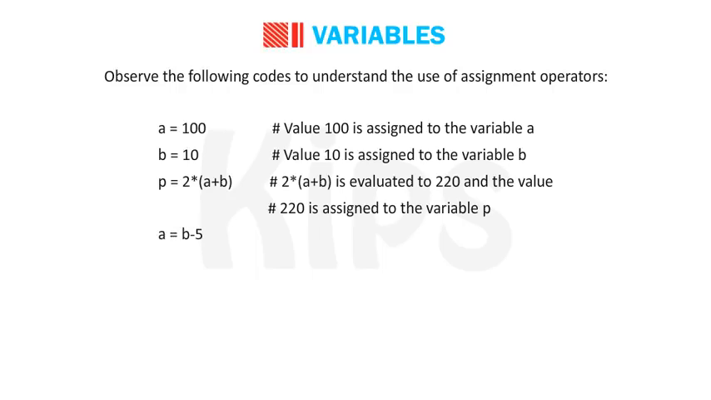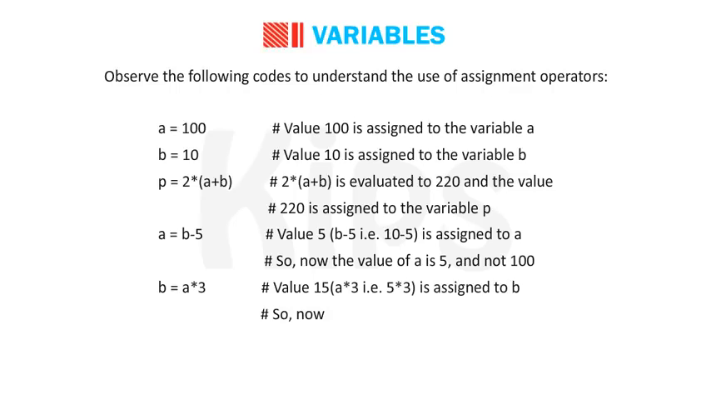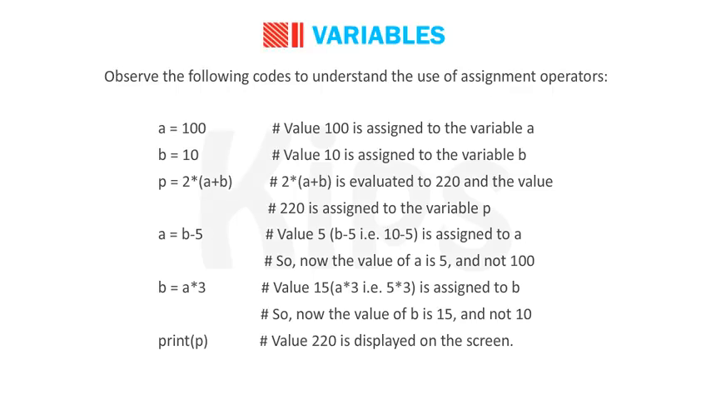a = b - 5. Value of b - 5, that is 10 - 5, is assigned to a. So now the value of a is 5 and not 100. b = a * 3. Value of a * 3, that is 5 * 3, is assigned to b. So now the value of b is 15 and not 10. print(p). Value is displayed on the screen.